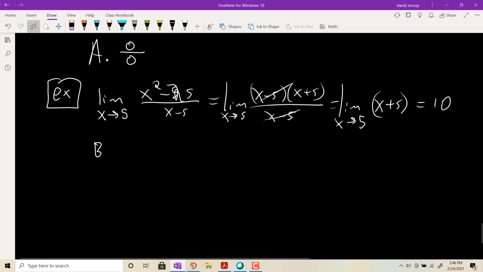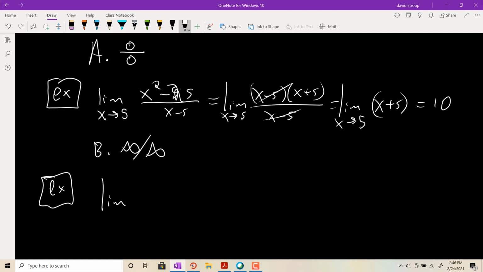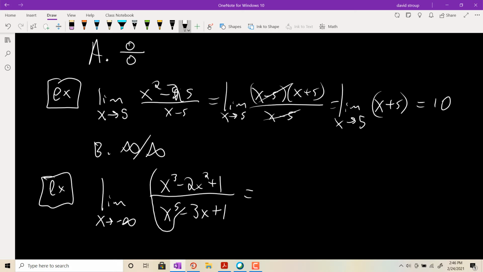The second type, which we're talking about with the polynomial stuff, is the infinity over infinity. There are basically three different variations on that theme. Let's take a look at three variations of this. Let's make one going to negative infinity. The first is when the denominator has a degree greater than the numerator. So maybe x cubed minus 2x squared plus 1 all over x to the fifth minus 3x plus 1. The denominator's degree is greater than the numerator.